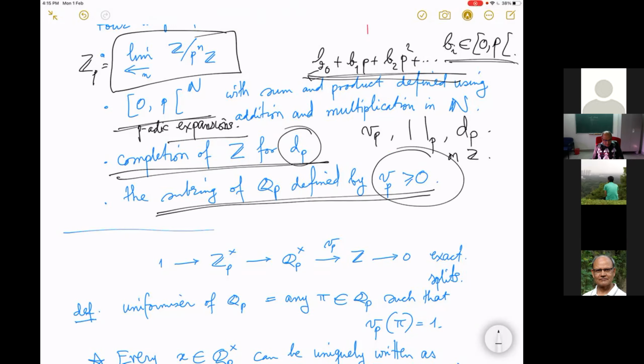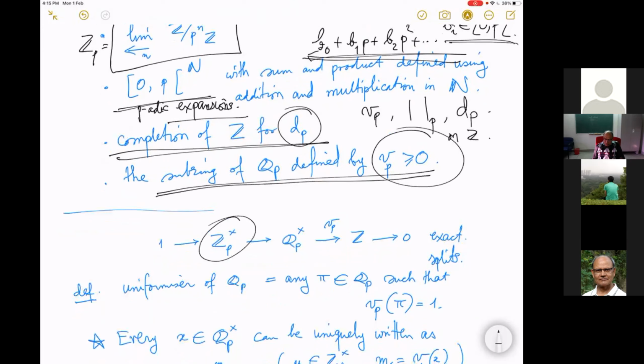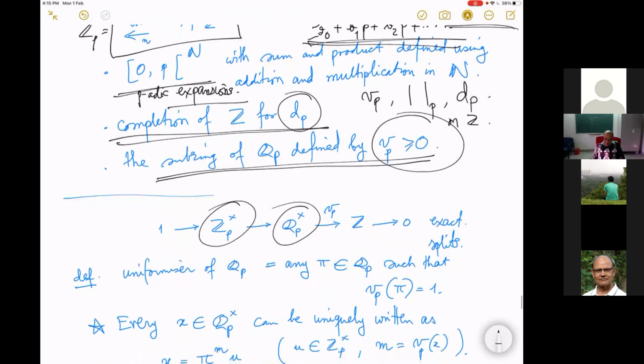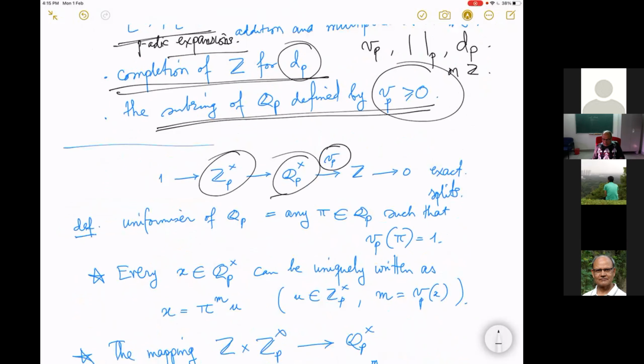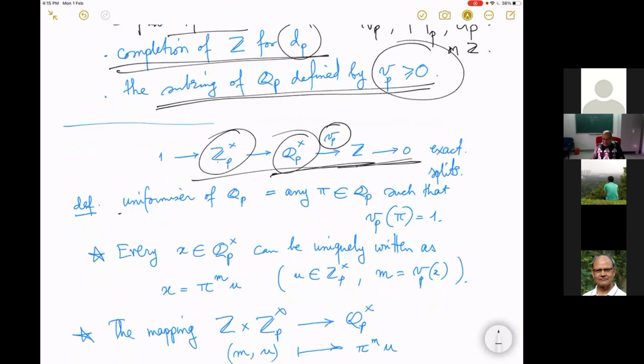Okay. So we had determined the structure of Zp star. What about Qp star? What is the structure of Qp star? The multiplicative group of the field Qp. So we know that it comes with the valuation vp to Z. So this sequence is exact. The kernel of vp is of course Zp star. And by definition, a uniformizer of Qp is any element whose p-adic valuation is equal to 1.